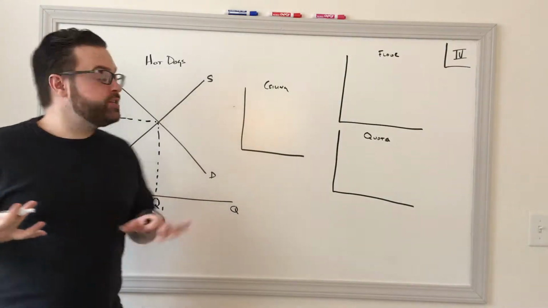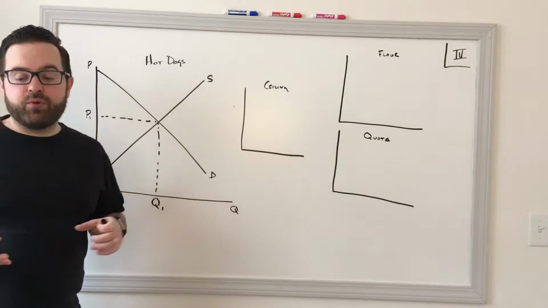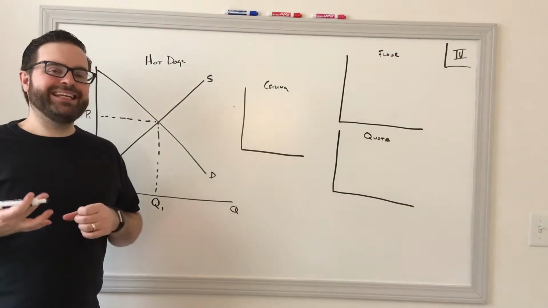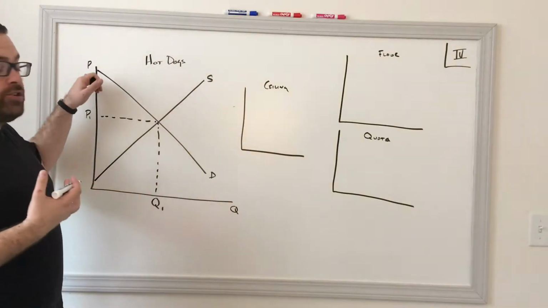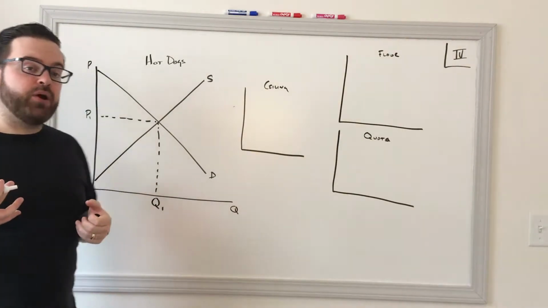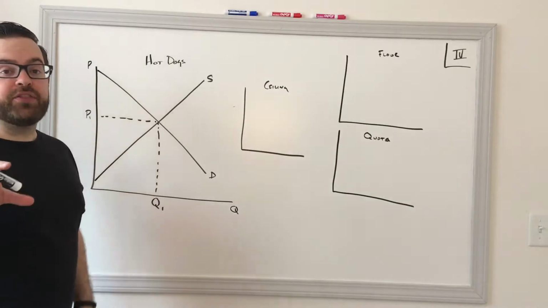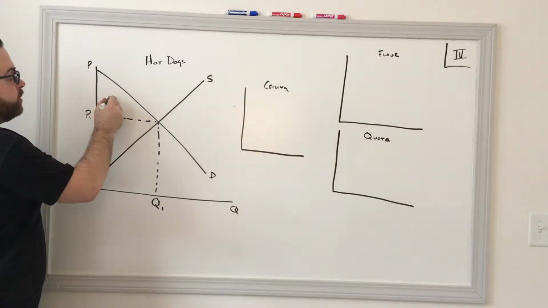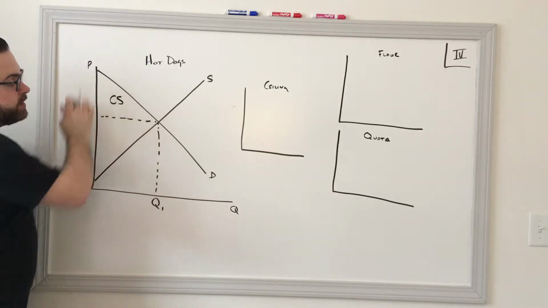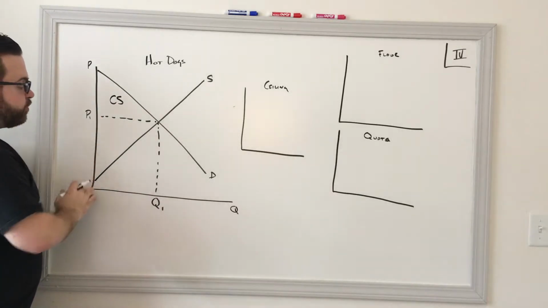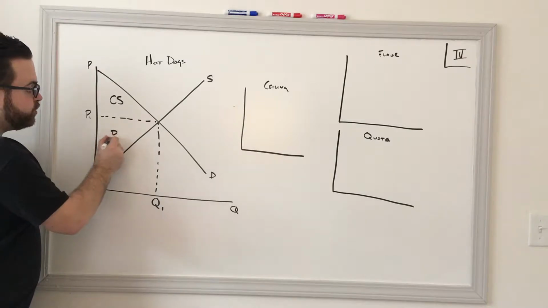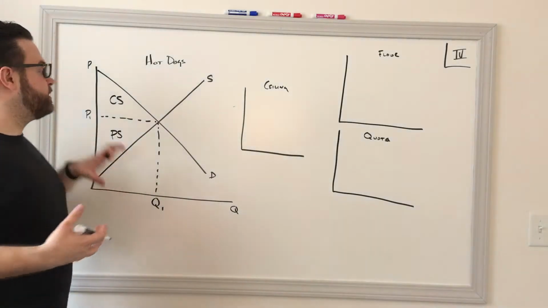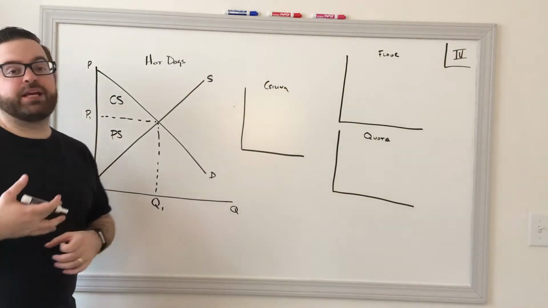And when a market reaches equilibrium, it doesn't want to move. It wants to stay there as long as it possibly can. It takes something other than a change in price to knock the market out of equilibrium. A couple other things to remember about equilibrium. Above the price and below the demand curve, this triangle is your consumer surplus. Below the price, above the supply curve, is your producer surplus. And when we're at equilibrium, there's no deadweight loss, consumer and producer surplus are maximized, and we're as efficient as we possibly can be.